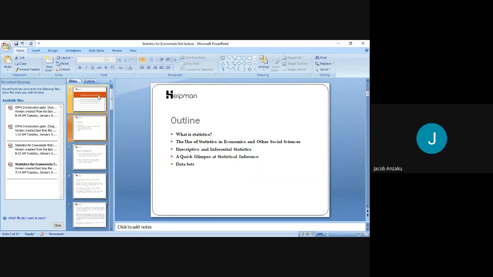So this is our outline. First, we're going to look at what is statistics, the use of statistics in economics and other social sciences, descriptive and inferential statistics, a quick glimpse at statistical inference, and then finally, we'll be looking at data sets.